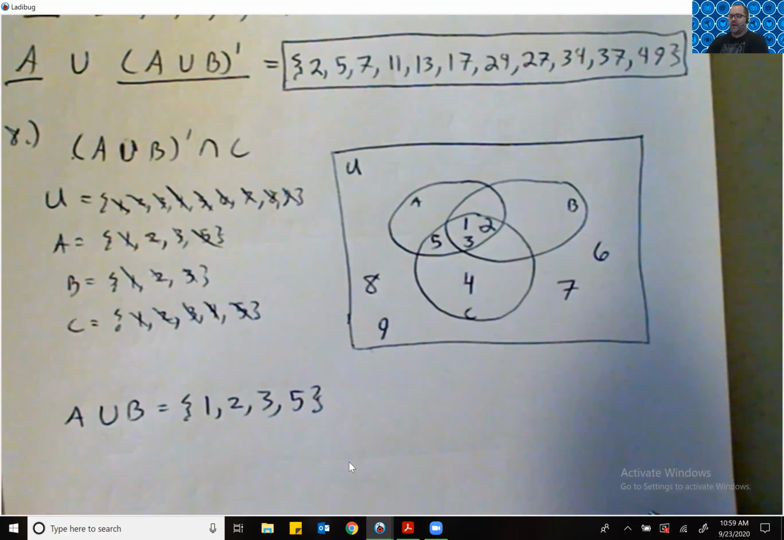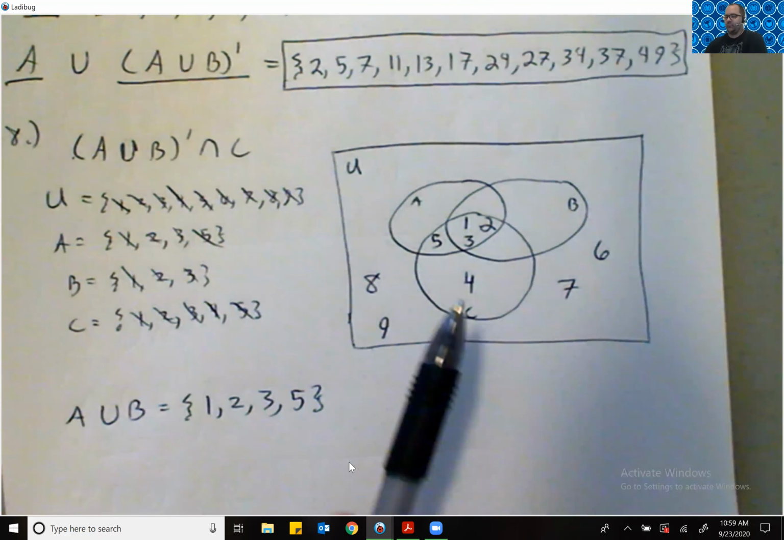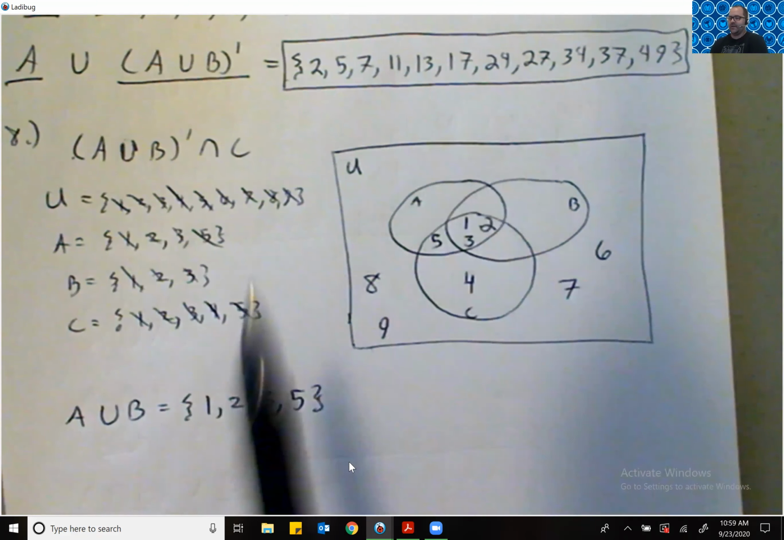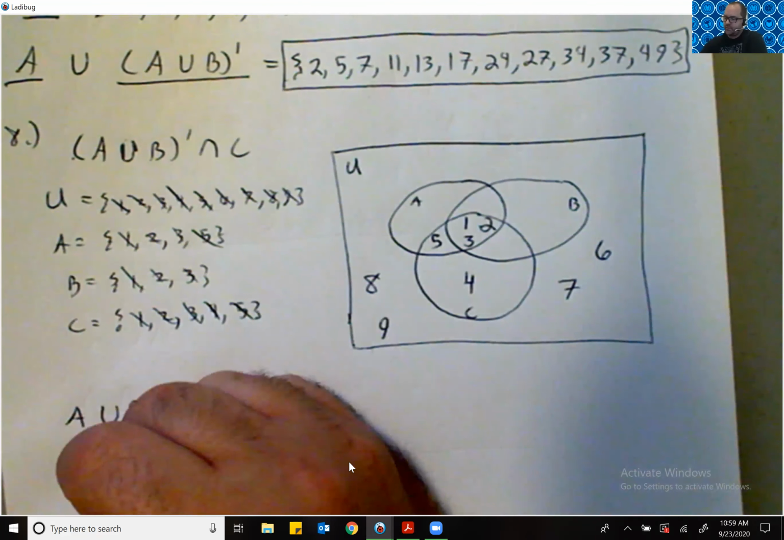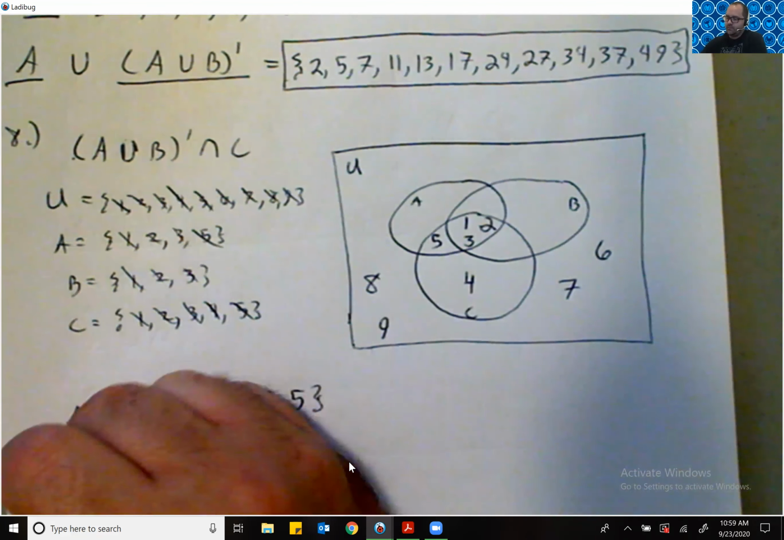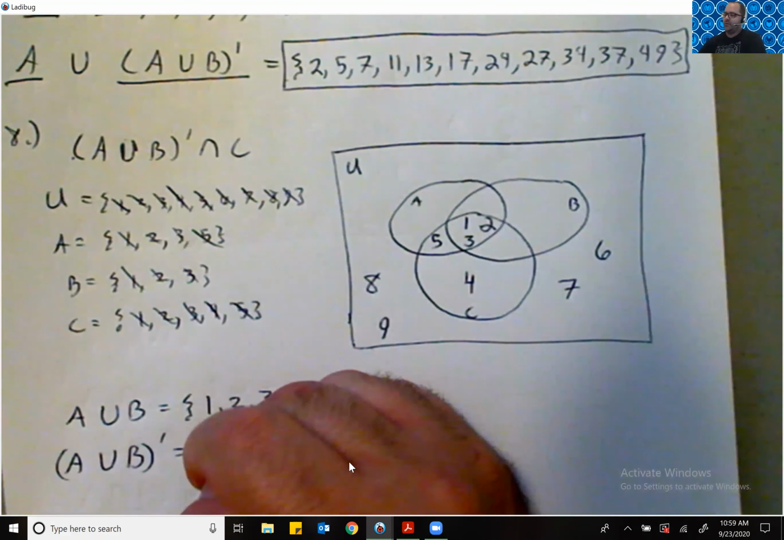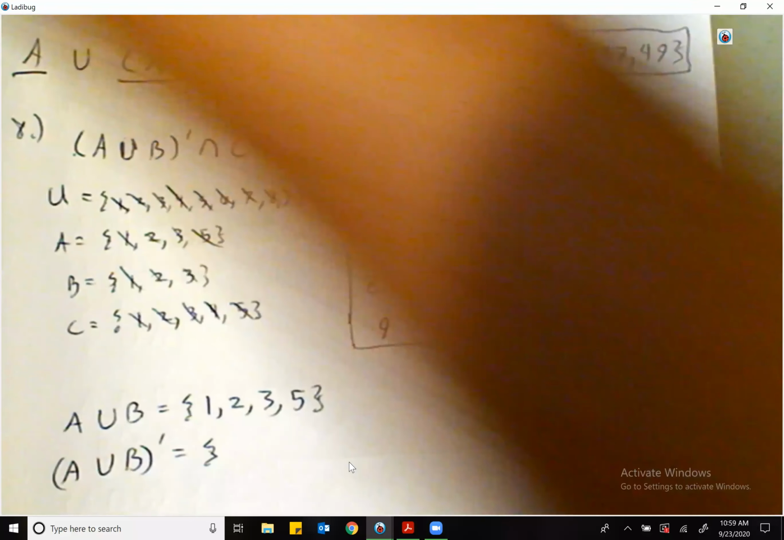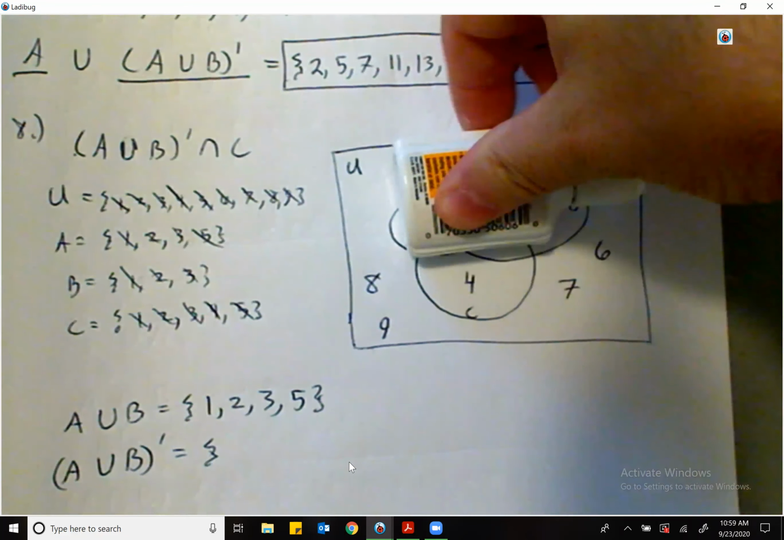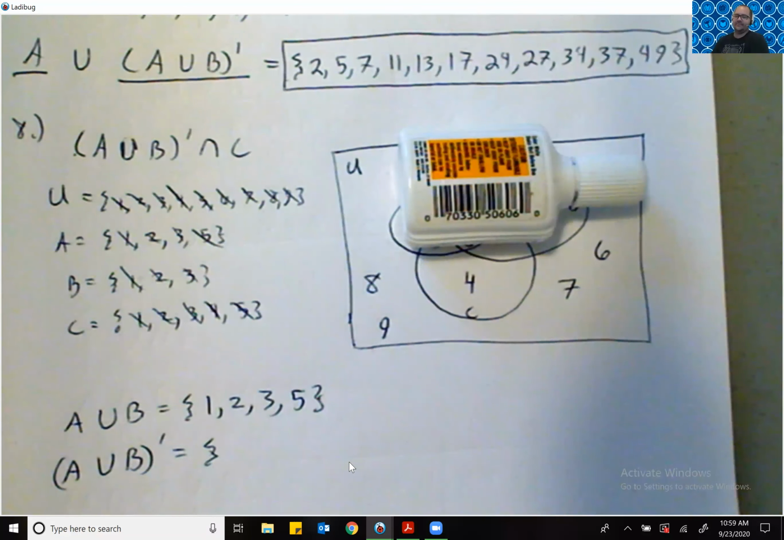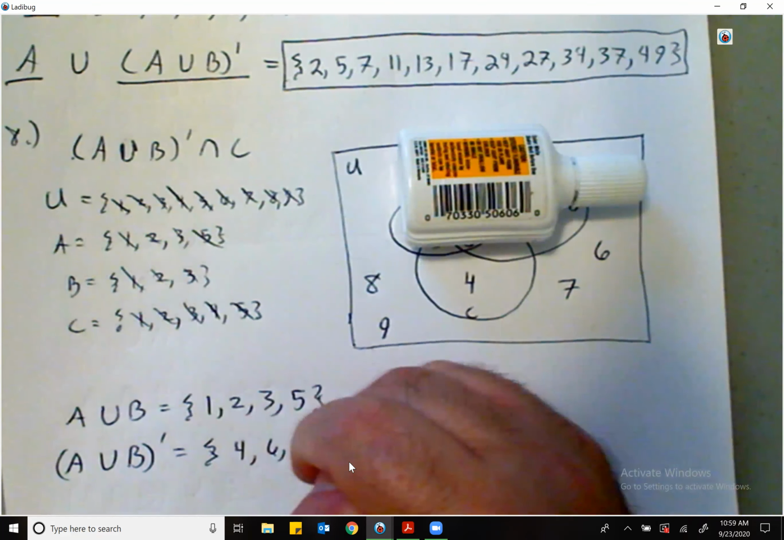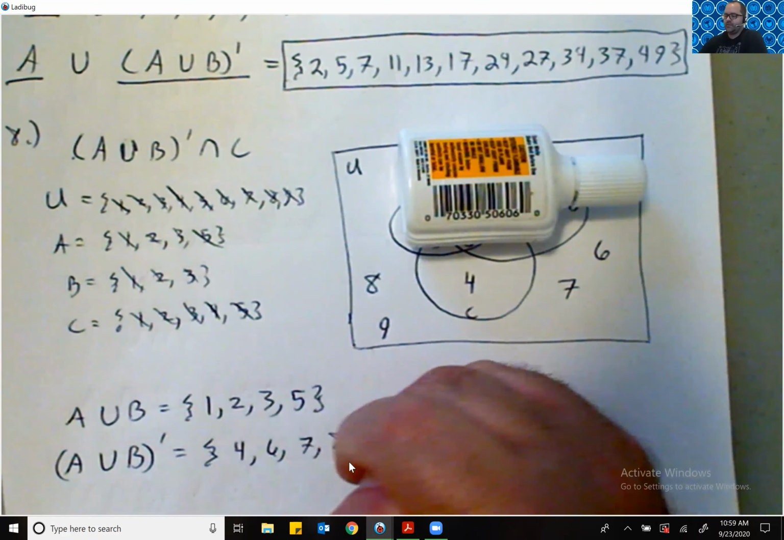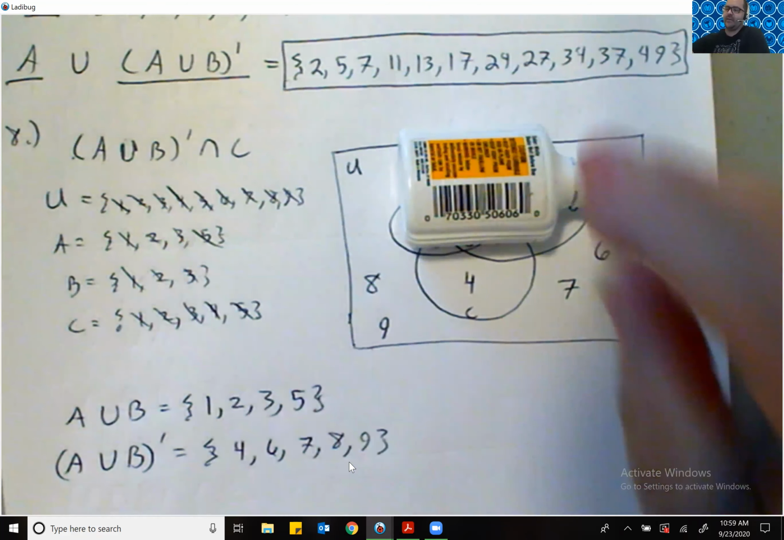Now, are we done inside? Do I have any complements on the outside? Yes. So we're going to Thanos snap A union B. So it's now like these two circles are gone. They no longer exist. What's left? 4, 6, 7, 8, and 9. Perfect. That's what a complement does. Snaps them out of existence.